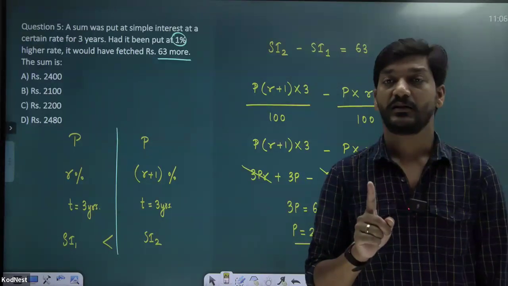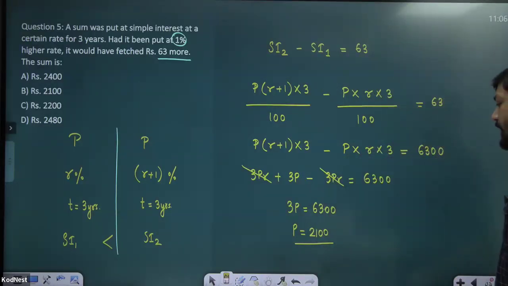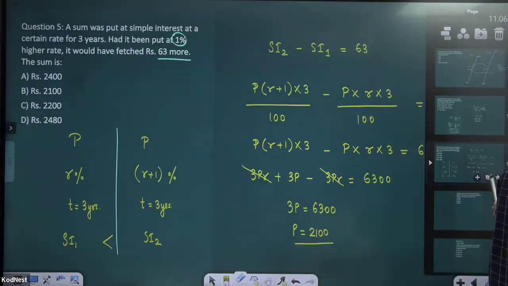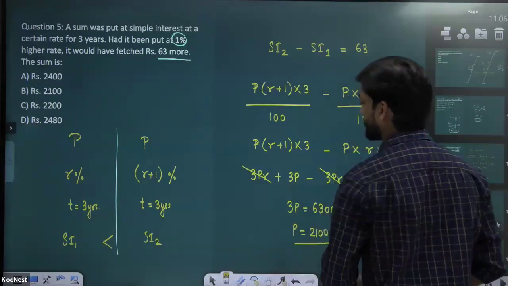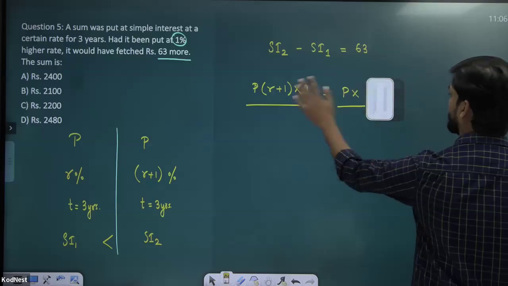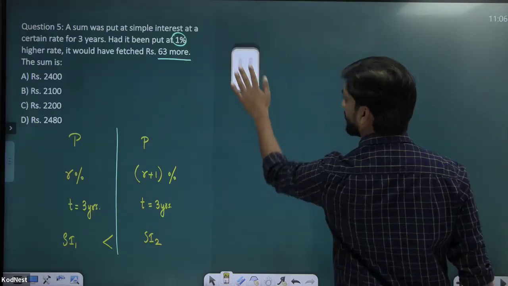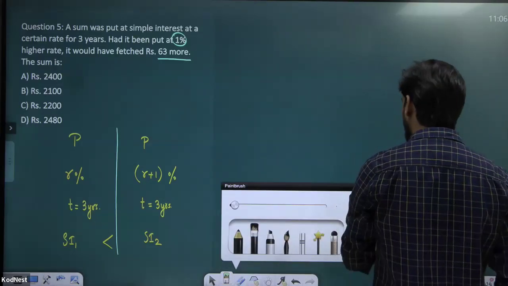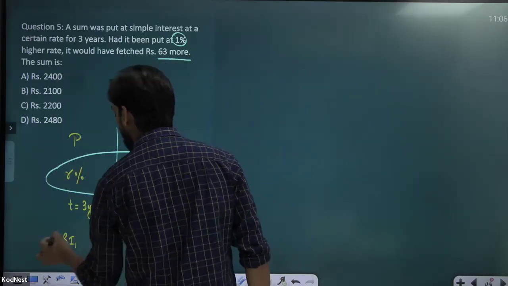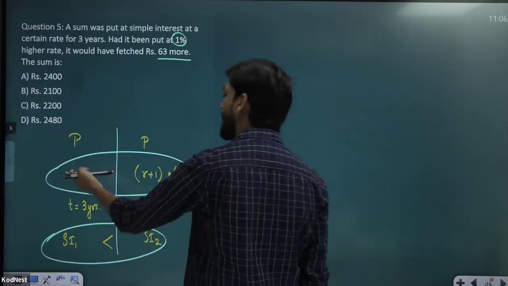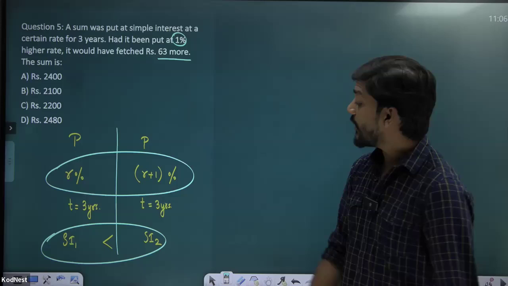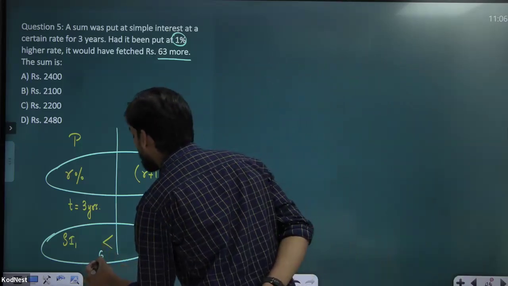Now, carefully see the proportionality approach. Proportionality, or I can say comparison. My dear, if you see, everything is the same except this and this. Because the rate of interest is different, that's why the simple interest is different. And how much extra is this? 63 rupees extra.